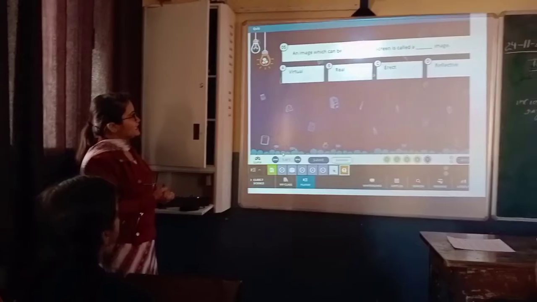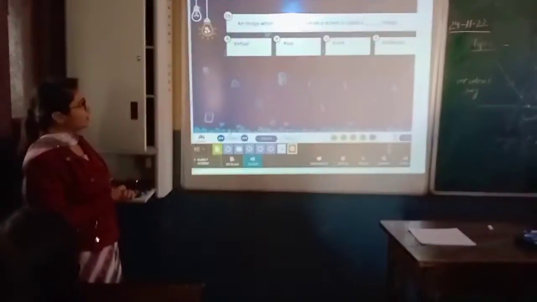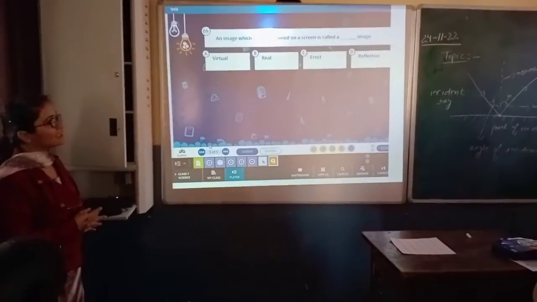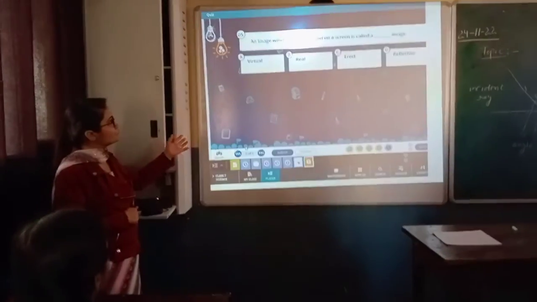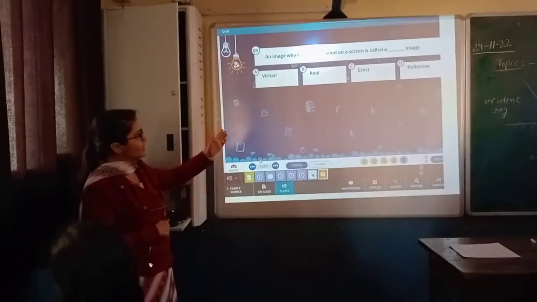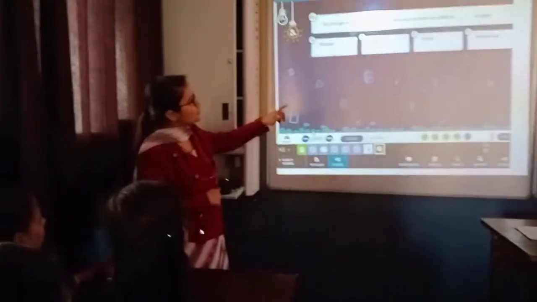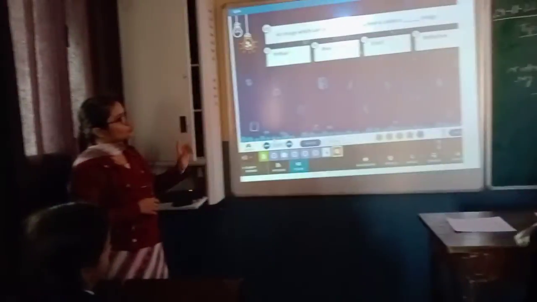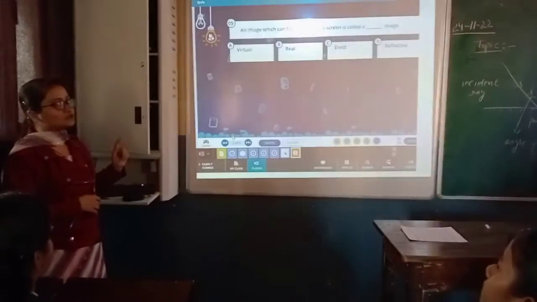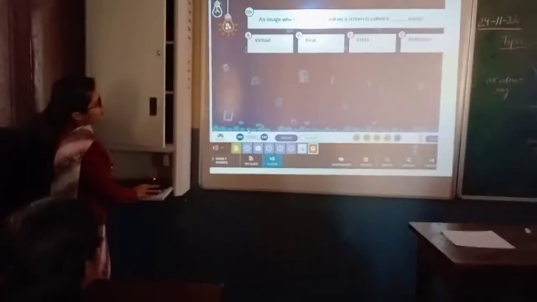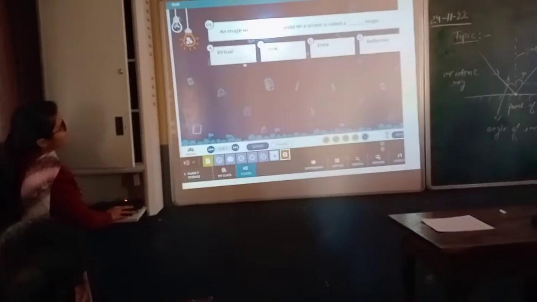Yes. An image which can be obtained on a screen is called a dash image. Which image can we obtain on a screen? Virtual, erect, real, and reflective. Third is... it's virtual, because I have already told you that the image formed in case of a plane mirror is virtual, because we cannot obtain it on a screen.